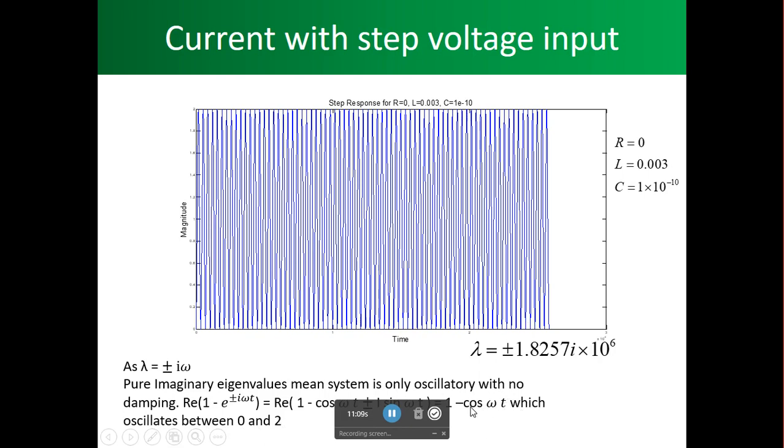Cosine starts at what? 1. 1 minus 1 equals 0. Then as the cosine changes, it'll eventually hit 0, and then it'll hit negative 1. When it's negative 1, then 1 plus 1 equals 2. So it's just going to oscillate between 0 and 2. That's because we have no resistor, nothing to dampen it.